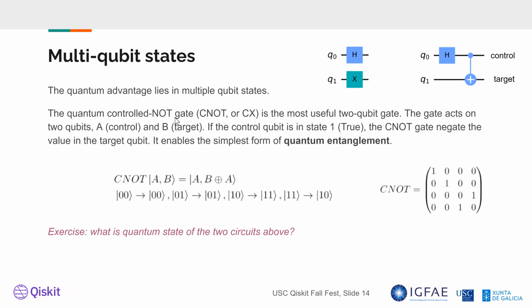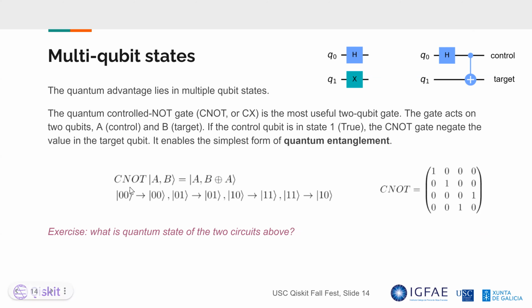So the quantum controlled NOT gate, sometimes called the CNOT gate or CX gate, is the most useful 2-qubit gate. It acts on 2 qubits, A and B, where A is a control and B is a target qubit. If the control is 1, the CNOT gate will negate the value of the target qubit. So it is the simplest form of quantum entanglement.